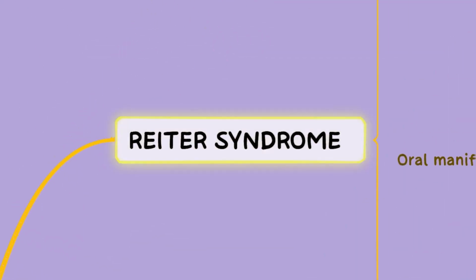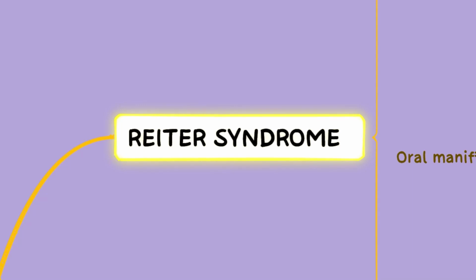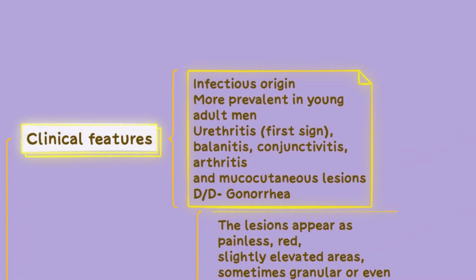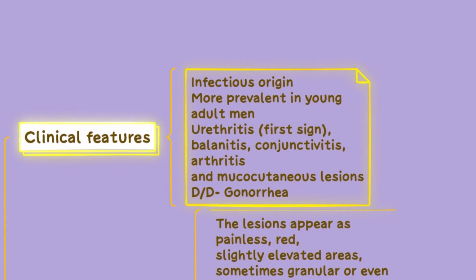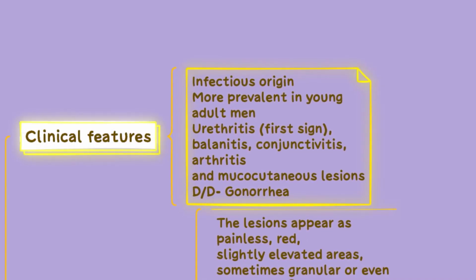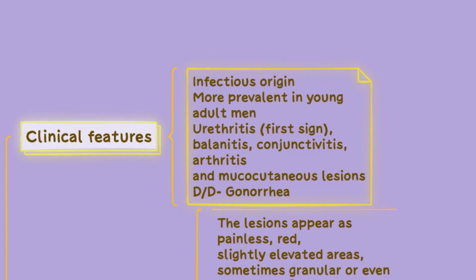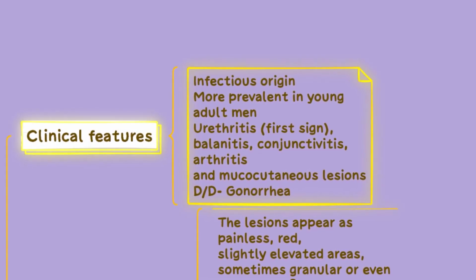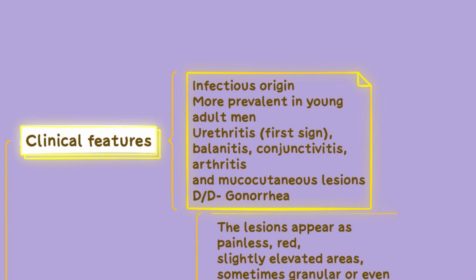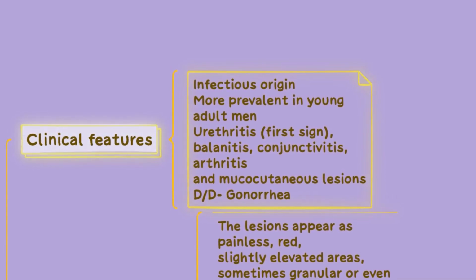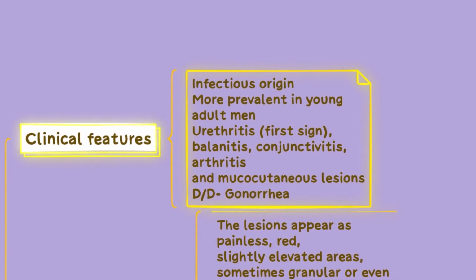First, we will talk about Reiter's syndrome, now known as reactive arthritis. It is a type of inflammatory arthritis that typically follows an infection. It predominantly affects young adult men. The classic clinical features include urethritis, which is the first sign, followed by conjunctivitis, arthritis, balanitis, and mucocutaneous lesions. Its differential diagnosis includes gonorrhea.